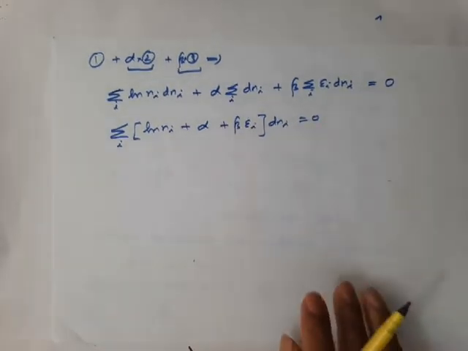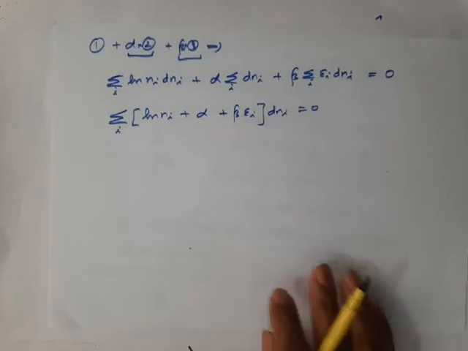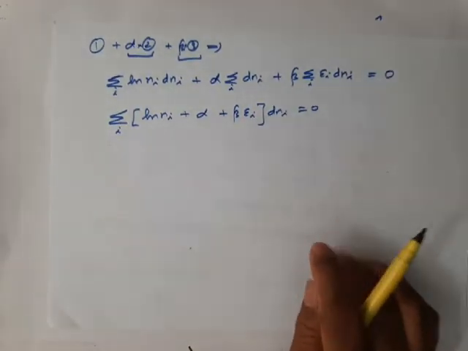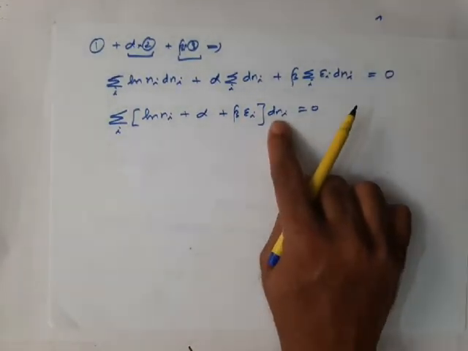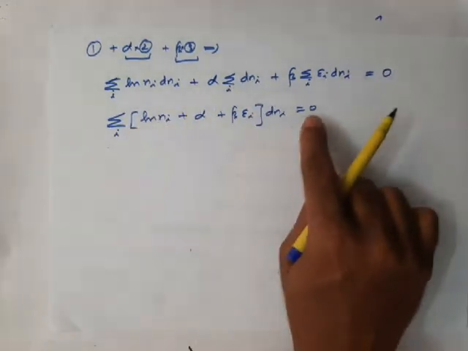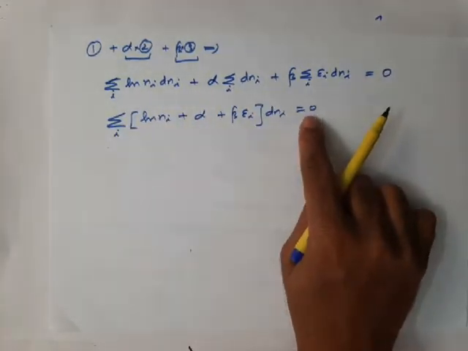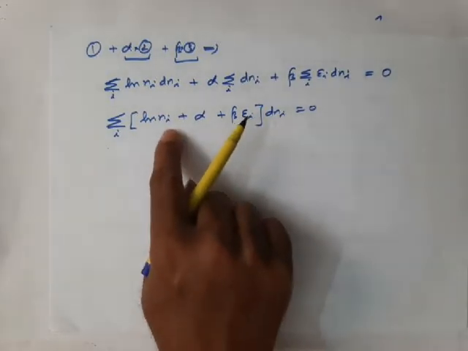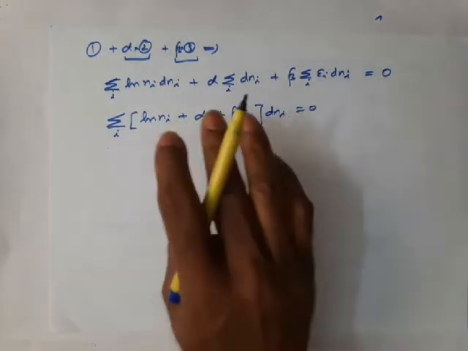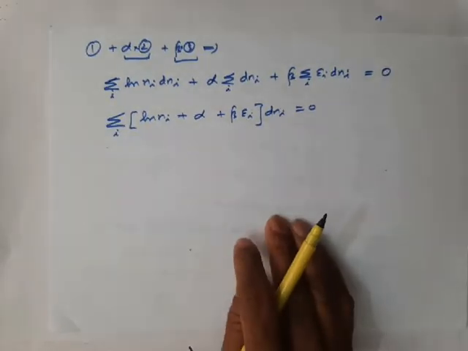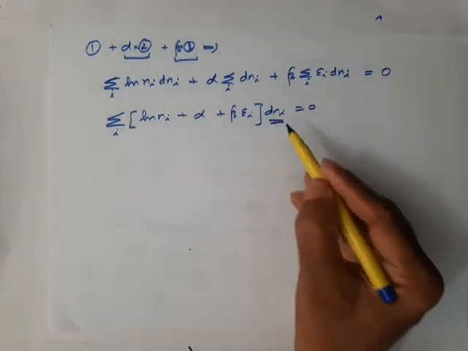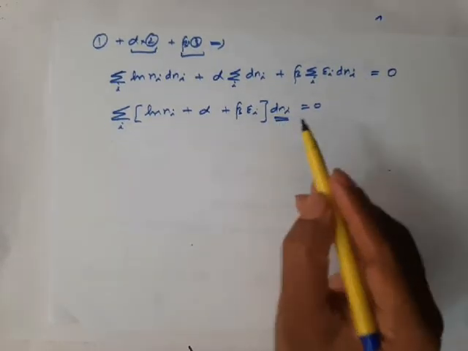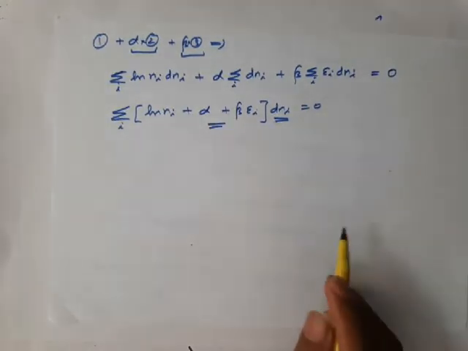I will keep it here. dNi is common, so I took dNi as common term and I kept here. Now see, this quantity should be equal to 0. What does it indicate? It indicates that for this equation to be valid, either this should be 0 for all the levels, or this should be 0 for all the levels.